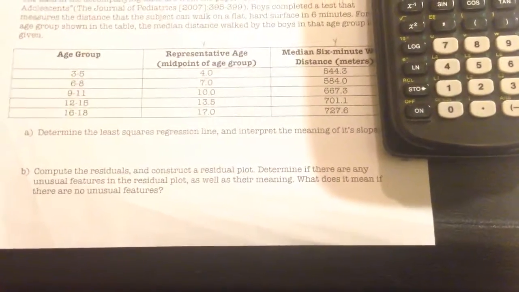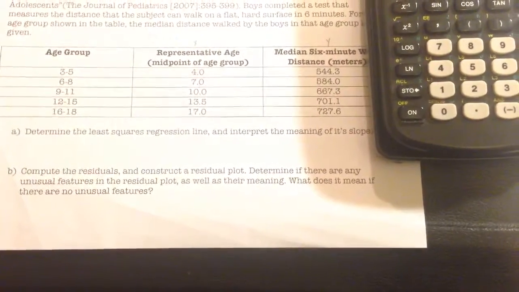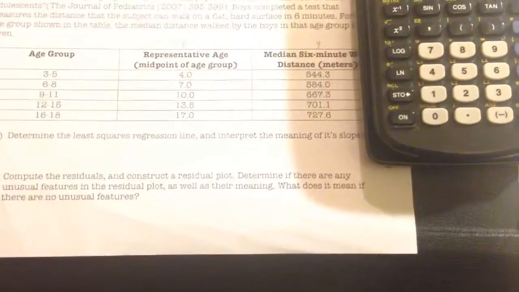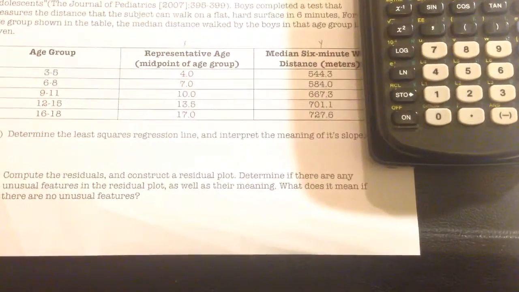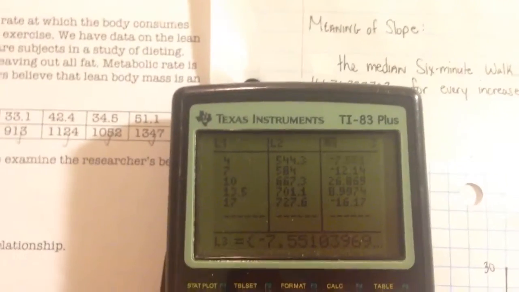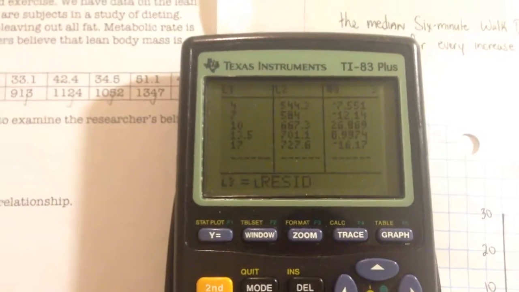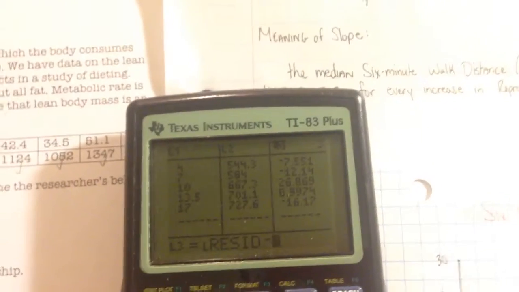For part B, the question wants you to compute the residuals and construct a residual plot. Then it wants you to determine if there are any unusual features in the residual plot, as well as what their meaning is if they're there, and what it means if there are no unusual features at all. To find the residuals, I hit L3 in that column, went down here, then went to second, Stat, and hit 7, which was RESID. Then you hit enter, and that gives you all those numbers right there.